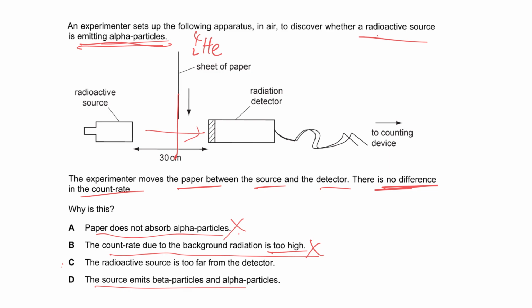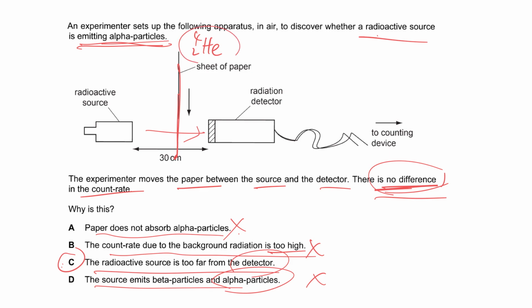Now even if it's true, if there's alpha and beta, with the piece of paper there, the alpha particle will be blocked, and there will be a decrease in the count rate registered by the detector. Since it's given that there's no decrease, D will not be the answer. So we're only left with C, and obviously C is the answer because the radioactive source is too far from the detector.